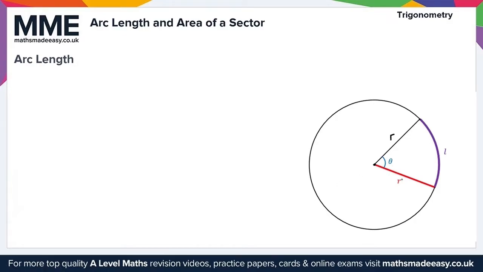If we've got the length r and the angle theta, we can simply obtain an expression for the arc length L. L is simply given by the radius r times theta, so r theta. It's important to note here that theta must be measured in radians.